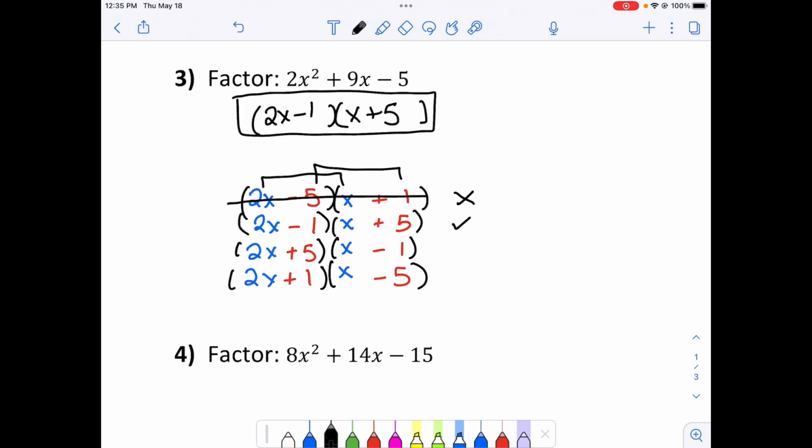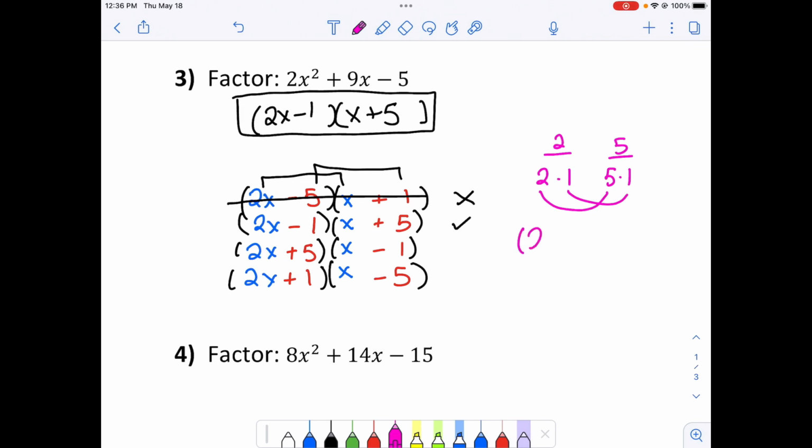If I were personally doing this, the way that I would do this is I would list out my factors of 2, so 2 times 1, and my factors of 5, 5 times 1. Now, I know that we are going to end up with a positive and a negative, so I'm trying to figure out what combination of these two and these two will subtract in order to give me that 9. So when I eventually find, oh, if I have a 10 and a 1, I can subtract.